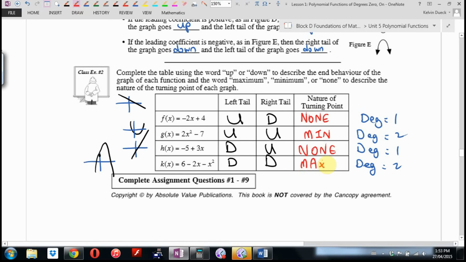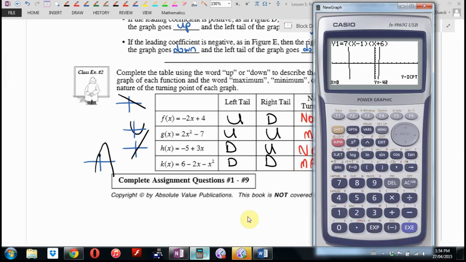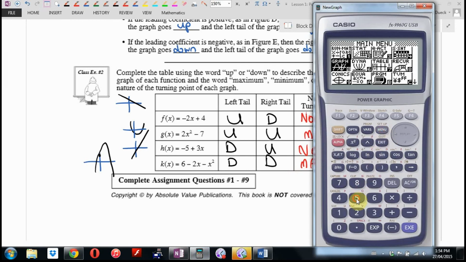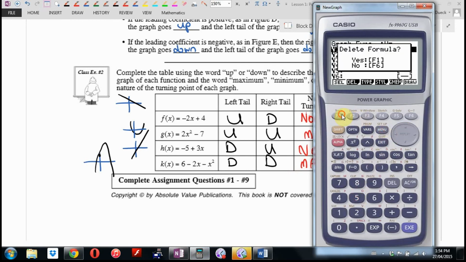Get your graphing calculators out, please. Go to your graph menu, clear any graphs that you have. Everybody have their graphing calculator here? Let's type in k of x, which says 6, take away 2x, take away x squared.